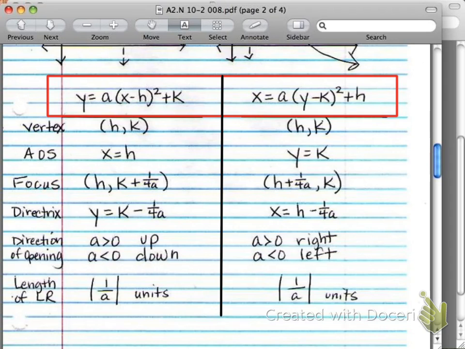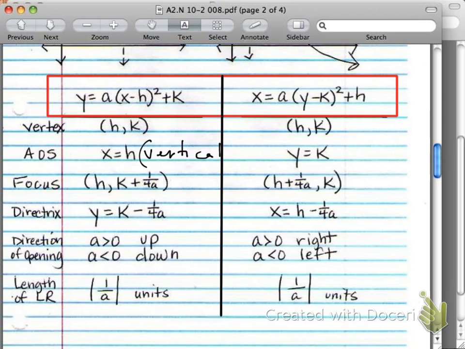Now, if you notice, the vertex is still the same. But look at the axis of symmetry. Why did this change? What kind of line is this? Vertical. Yeah, that's a vertical line. The other one is horizontal. So this is a vertical line.